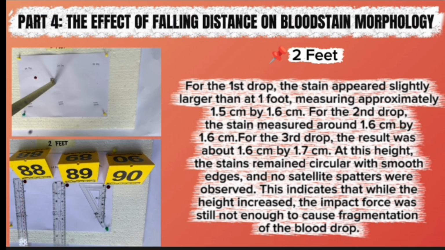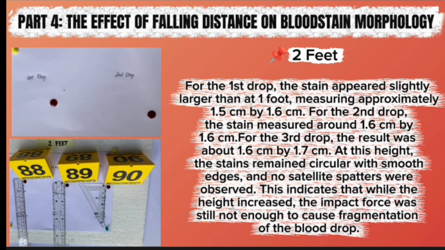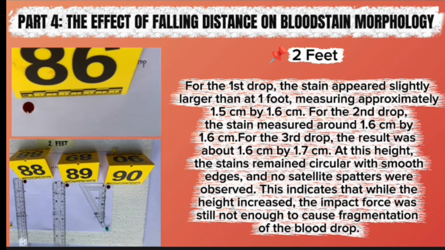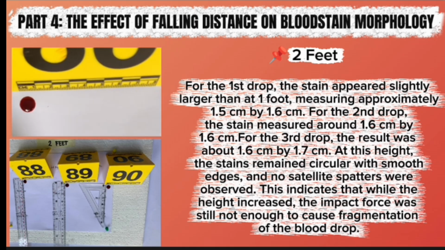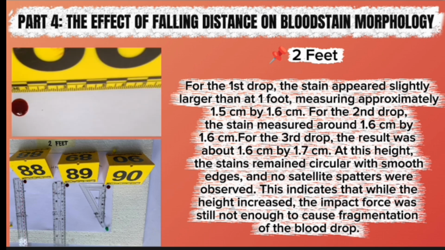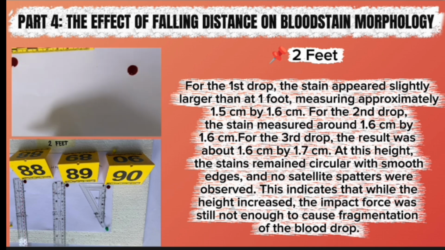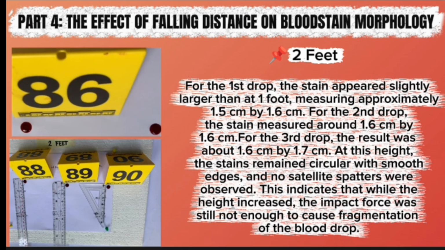For the first drop, the stain appeared slightly larger than at 1 foot, measuring approximately 1.5 cm by 1.6 cm. For the second drop, the stain measured around 1.6 cm by 1.6 cm. For the third drop, the result was about 1.6 cm by 1.7 cm. At this height, the stains remained circular with smooth edges and no satellite patterns were observed.